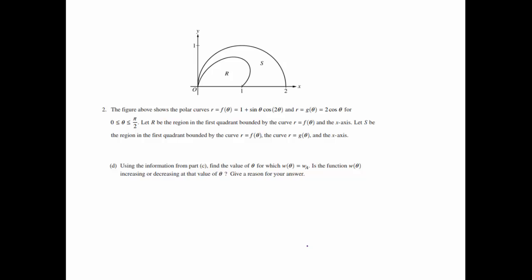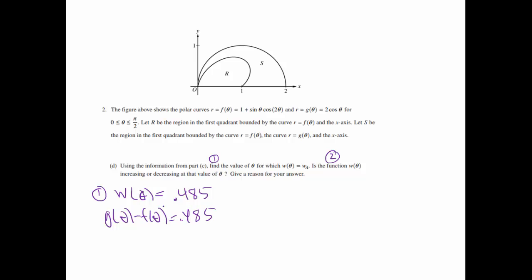Okay, part D, using the information from part C, find the value of theta for which w of theta is equal to w sub a. Is the function increasing or decreasing at that value? So again, two-parter, we're going to find the value and then find out is the function increasing or decreasing. Okay, we're going to take w of theta and we're going to set it equal to the average, which we found in the last part was 0.485. And w of theta, if you recall, was g of theta minus f of theta equals 0.485.